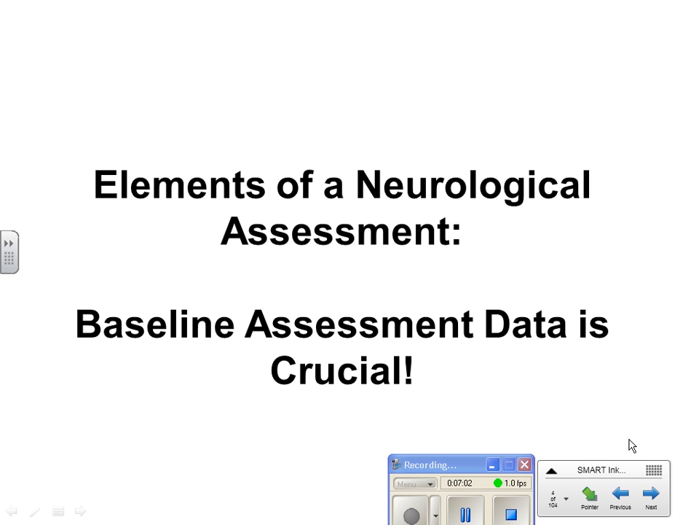So let's move on. Okay, neurological assessment. You seeing a pattern here? We talked about cardiac assessment. We talked about respiratory assessment. The elements of a neurological assessment. So what questions are you going to ask your patient who's coming in with neurological issues? Do you know where you are? So you're assessing level of consciousness and cognitive ability.